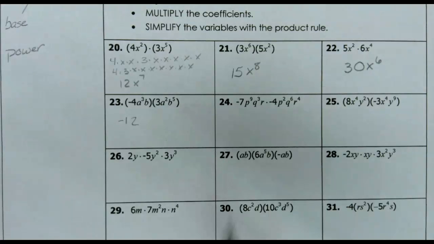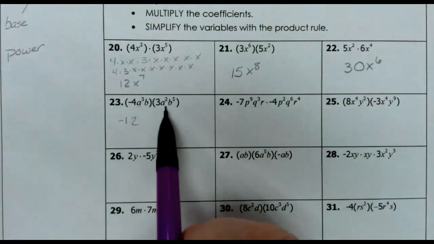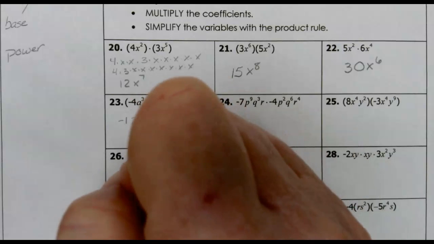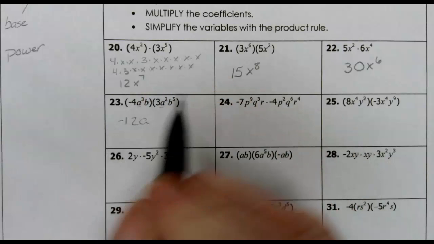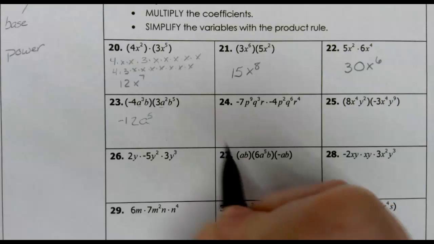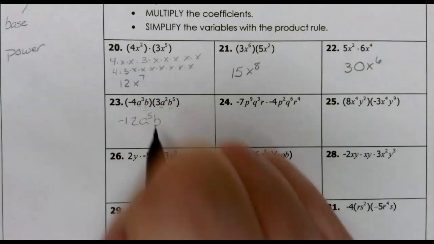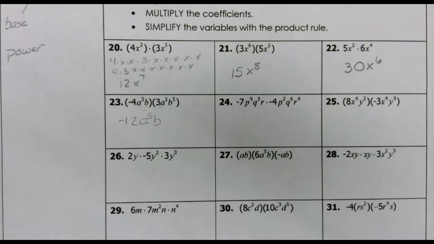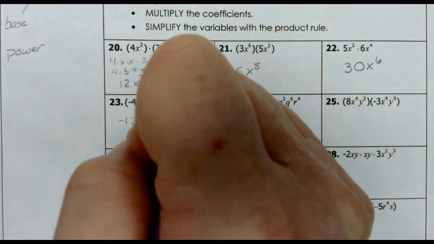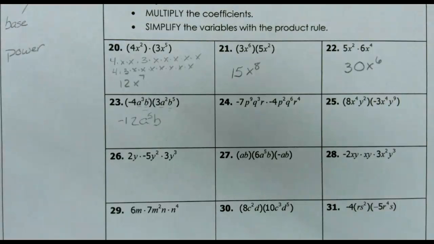Now, common bases. I have an A and an A, so I'm going to keep that A and add their exponents, 3 and 2, which is 5. I have a common base of B. I'm going to keep the B and add the exponents. Now be careful, if it helps you remember, add your 1. Remember that B is there. That B has an exponent of 1. So 1 plus 5 is 6. So -12, A to the 5th, B to the 6th.